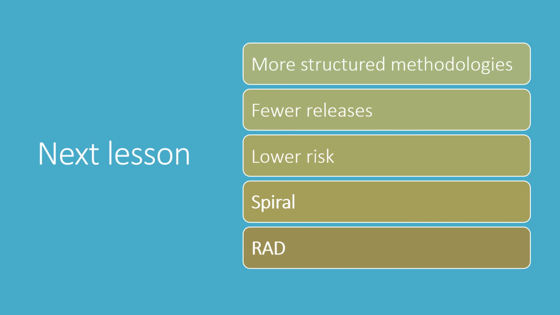In the next lesson, we'll look at some other versions of the iterative methodology that are more structured. They don't have such a fast turnaround time, but they attempt to manage risk more carefully. So it's used for larger and more safety critical software. And the two methods we'll look at are spiral and RAD.